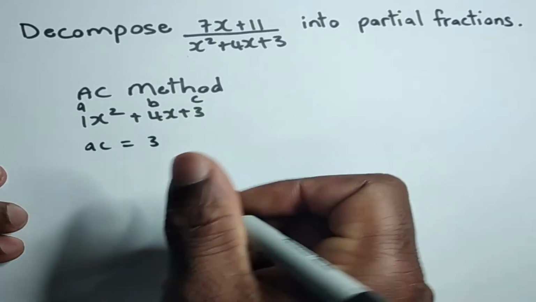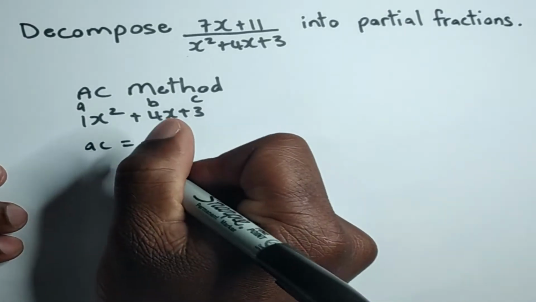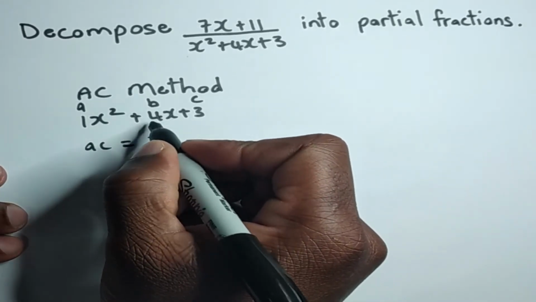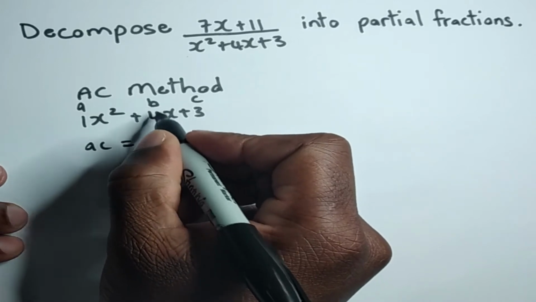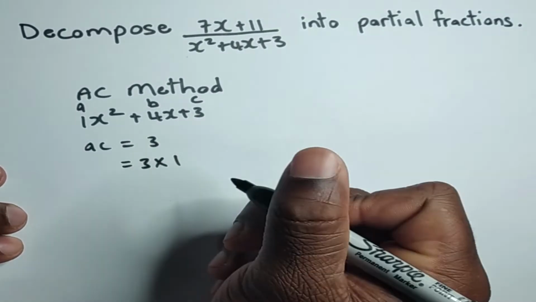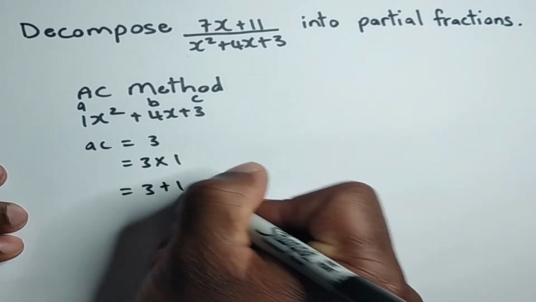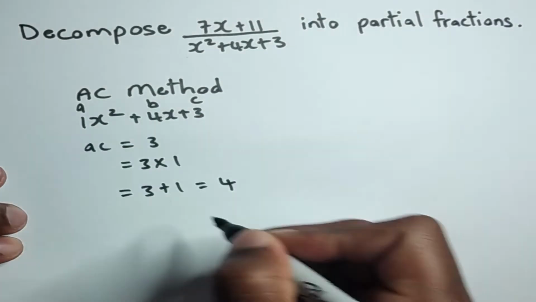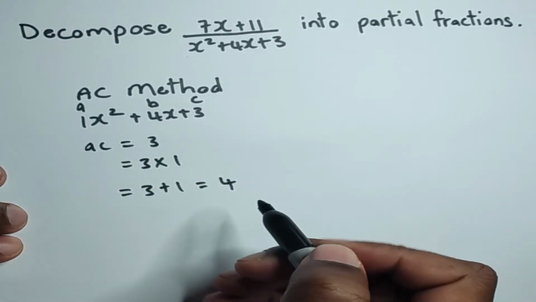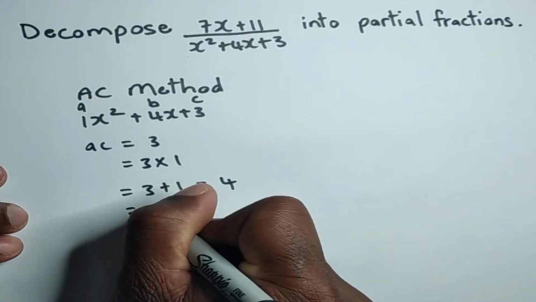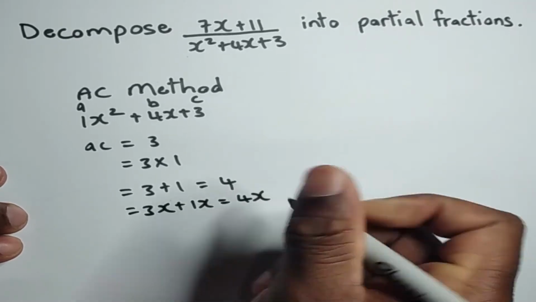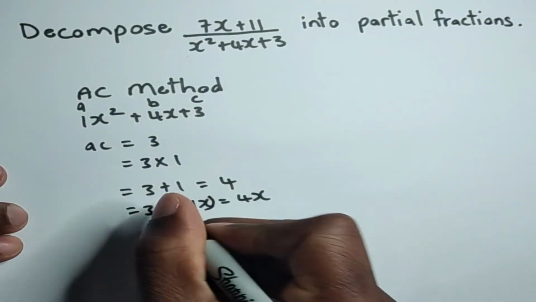Now we need to find what AC is. AC gives us 3. We need to find which numbers multiply to give 3 and, if we add or subtract them, give us our b value. We know that 3 times 1 gives us 3, and 3 plus 1 gives us 4, which is our b value. So we can split the 4x into two terms: 3x plus 1x, or x.